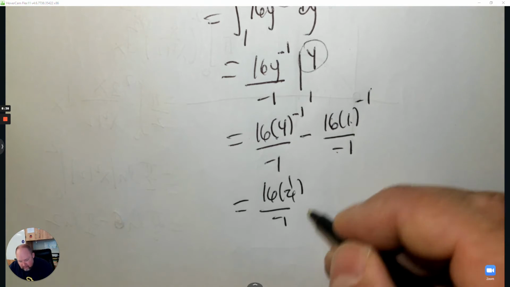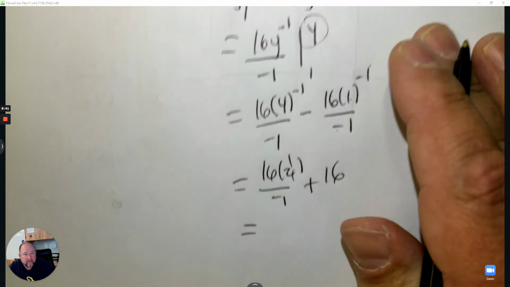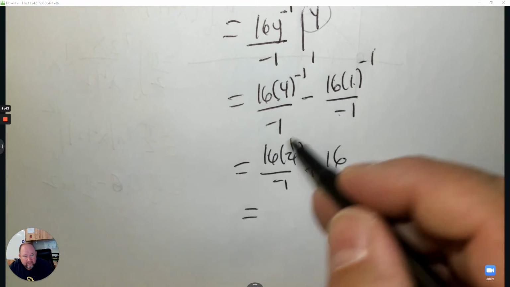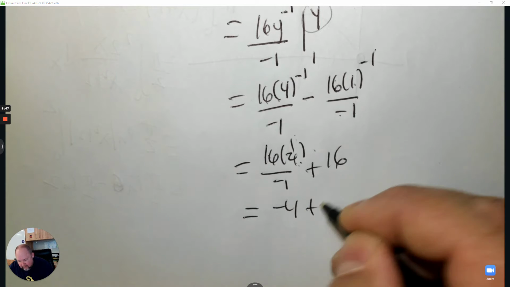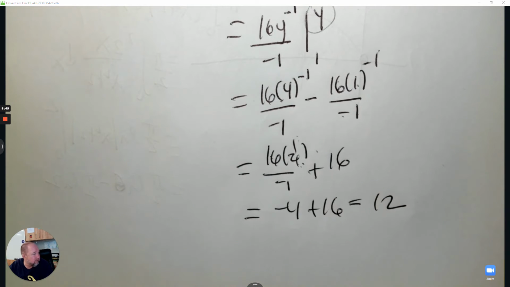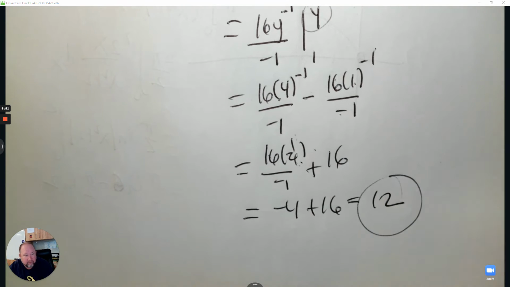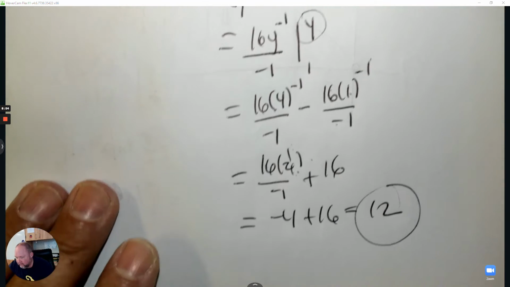Now the 2 negatives will make this positive. And then 16 times 1/4, or 1/4 of 16, divide by 4. So this is negative 4 plus 16, so the answer is 12, if you had to get to this point for multiple choice. 24.